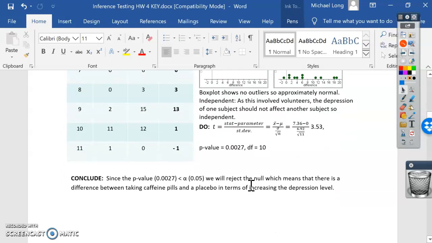So then we do the final thing to conclude. We compare this p-value, which is very small, to our alpha level, which we just stated up there in the state, and we would reject the null, which means there is a difference between taking caffeine pills and a placebo in terms of increasing the depression level. Okay, since this is very, very small, means we get to reject the null, which is a fancy way of saying the null is probably false, which means if the null is false, the alternative is probably true.